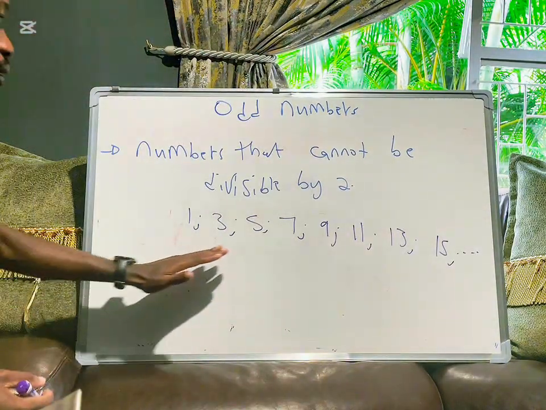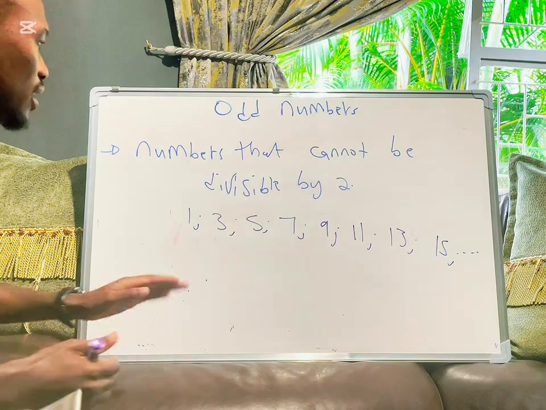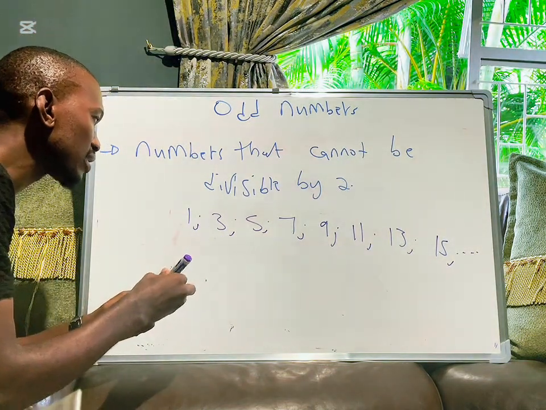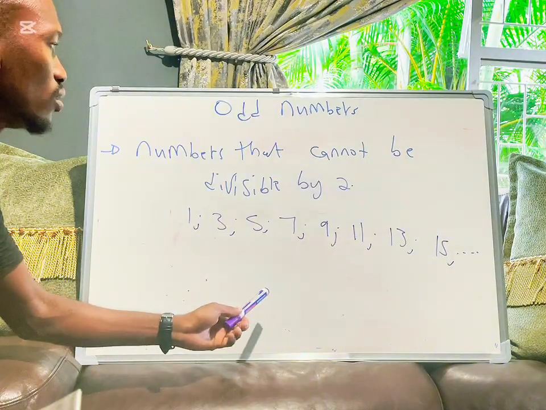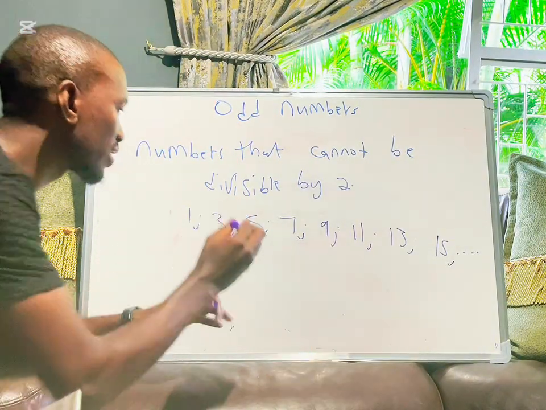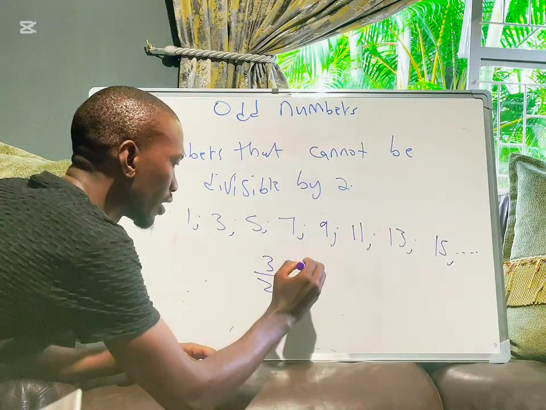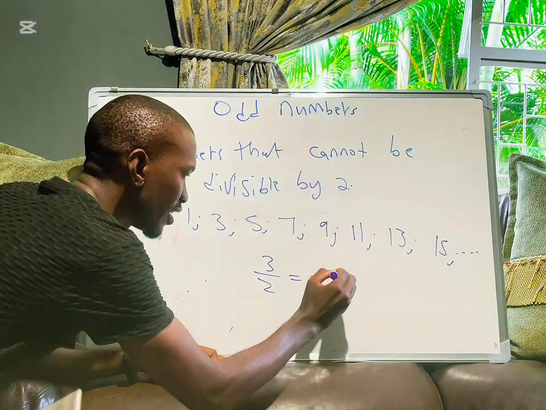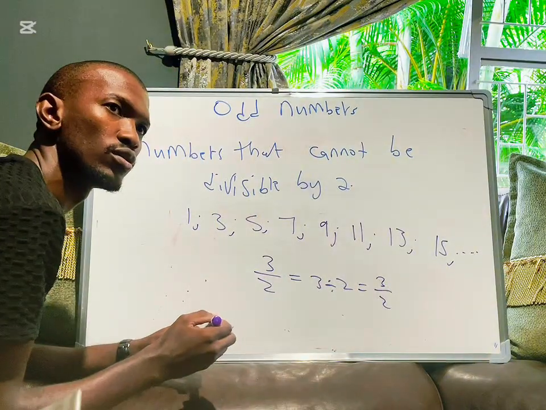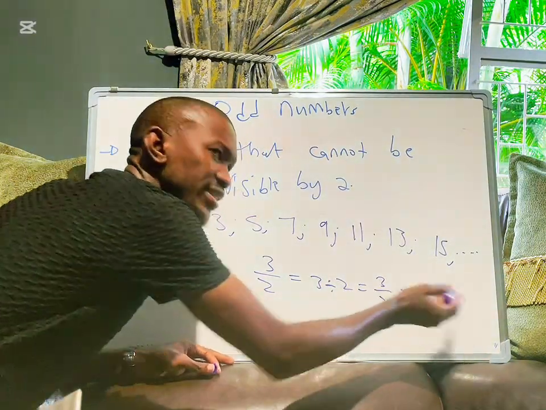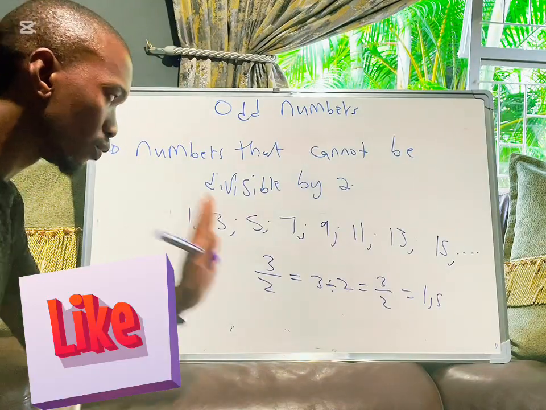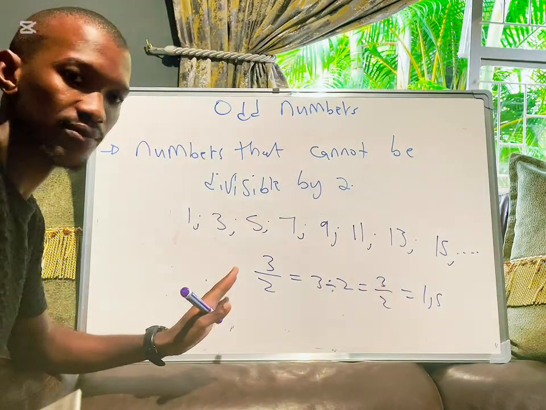All of these numbers, when I divide them by 2, will leave a fraction. For example, 3 divided by 2 will still be 3 over 2, which is 1.5 in decimal. And this is not what we're looking for. Remember, we shouldn't see any of this, right?